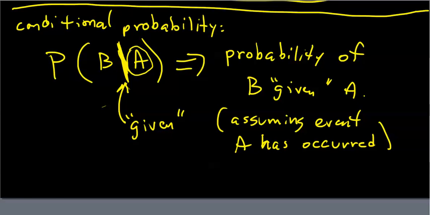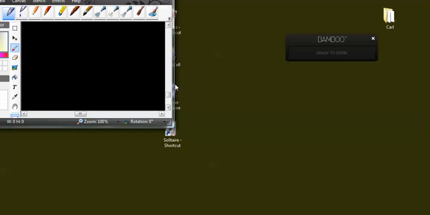All right, let me get a new layer here. All right, I think we're okay. Oh, hang on a minute. Gotta go to the back. All right, here we go. Conditional probability.